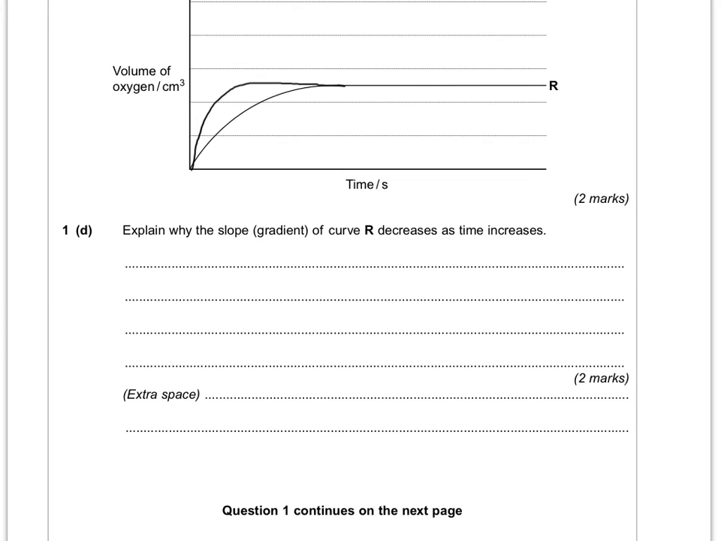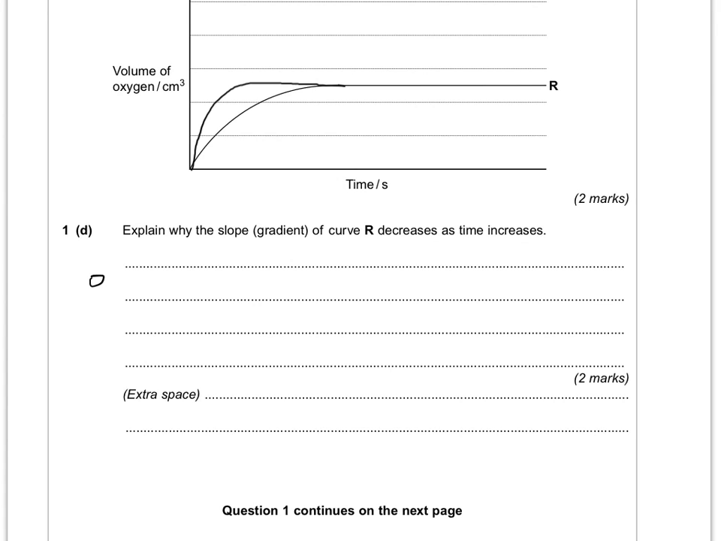Then explain why the slope or gradient of the curve R decreases as time increases. Now, as the reaction goes on, the amount of reactant you have is going to decrease because it's reacting, so the concentration of reactant will decrease. That means there's less chance of collision between reactant particles, and so the rate decreases as well. And that's why the curve flattens. The gradient of the curve is the rate of reaction. So if it's getting shallower, then the rate of reaction is getting slower.